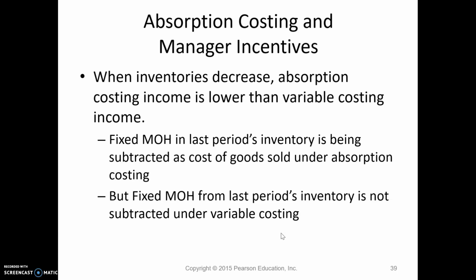And so then if you build up your inventories, perhaps the next period you'll sell more units than you produced. And when that's the case, absorption costing will have a lower operating income than variable costing, because some of those fixed costs that were sitting in your inventory are now going to be subtracted this period. So there were fixed costs you incurred last period. They're being subtracted this period when the units are sold.